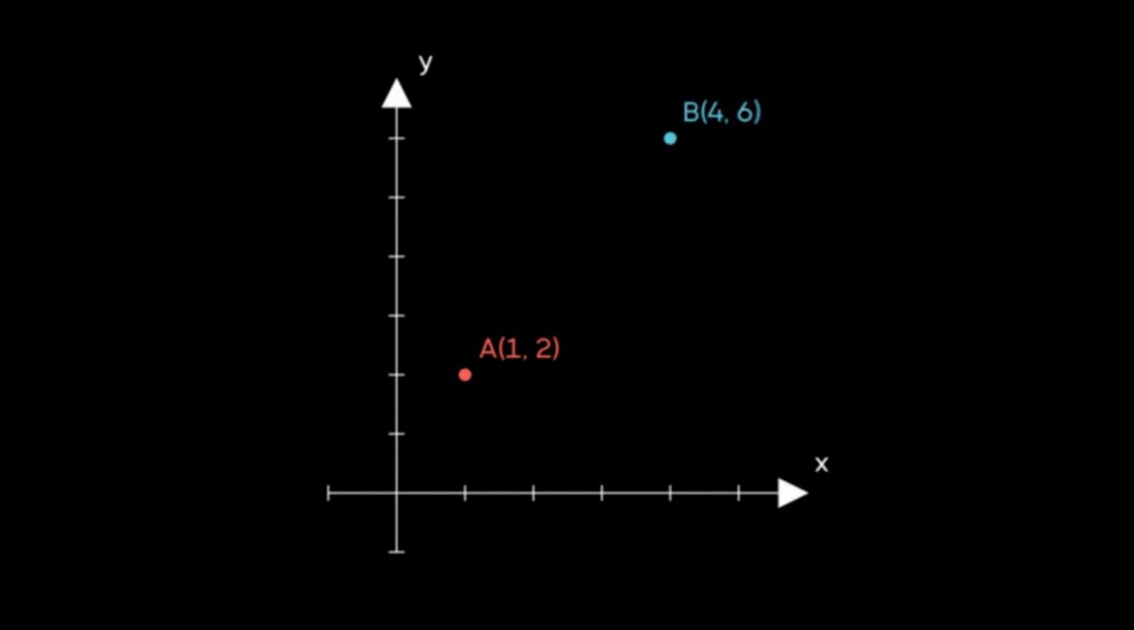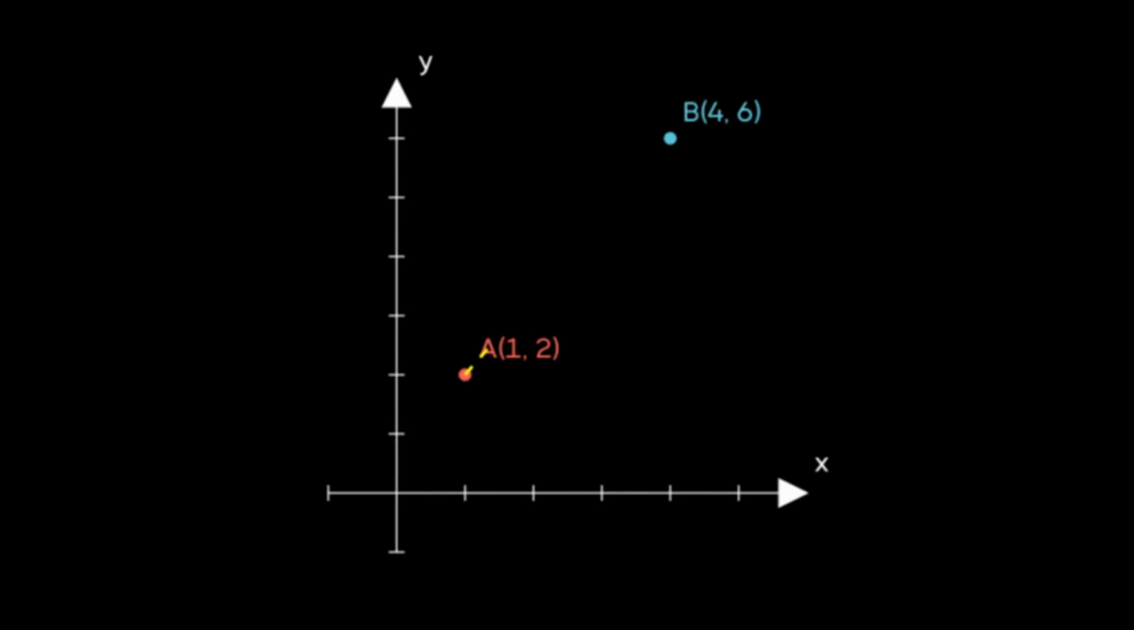When we're working with points on a coordinate plane, we often need to find the distance between them. This is a fundamental calculation in coordinate geometry that builds on principles you're already familiar with. Let's examine a specific example by plotting 2 points on our coordinate plane. We'll place point A at coordinates 1, 2, meaning it's 1 unit right and 2 units up from the origin. And we'll place point B at coordinates 4, 6, which is 4 units right and 6 units up from the origin. The question is, how far apart are these 2 points?